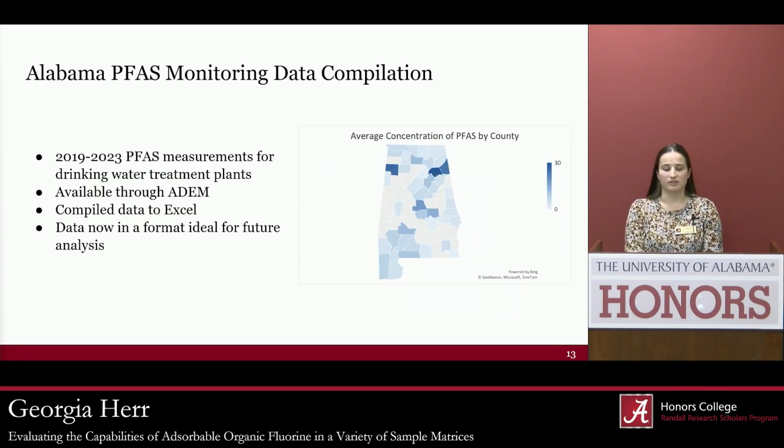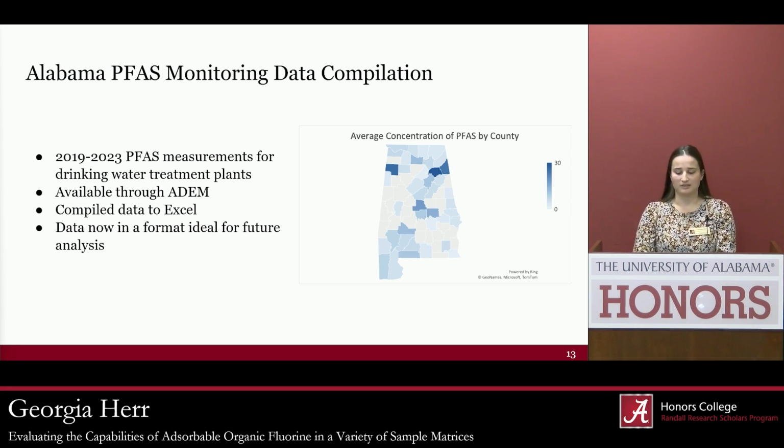What I was able to do this semester was to assemble publicly available data from 2019 to 2023 of PFAS contamination measurements that have been taken in the state. This data is available through the Alabama Department of Environmental Management, but it's in a very inaccessible format for data analysis. So what I did was I organized this data into an Excel file that is sortable both by measurement and by PFAS type, which makes it much easier to use for analysis.